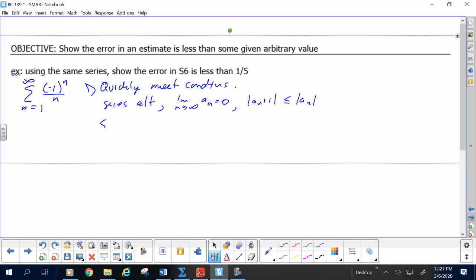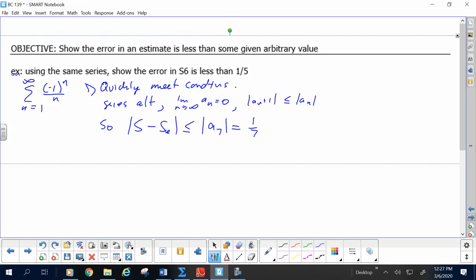So it must be the case, by this theorem, that in using S6 to estimate the true infinite sum, the error, or the difference between the true infinite sum and my estimate, must be less than or equal to a7, the next term. I use 6 terms, and the error is less than the 7th. You follow? What is the 7th term? Absolute value, so 1/7.